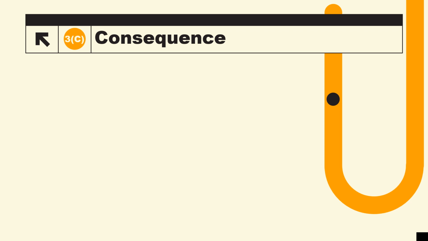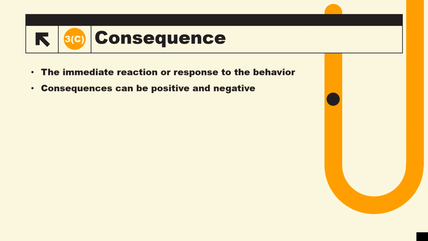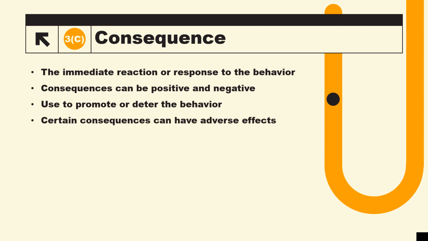The third term, or C, stands for consequence. The consequence is the immediate reaction or response to the behavior displayed. Just like behavior, consequences can be both positive and negative. Consequences are used to promote or deter the behavior. In some cases, the consequence is not appropriate and it may have an adverse effect, causing the behavior to increase in severity or frequency.